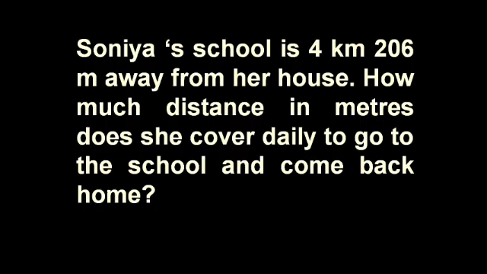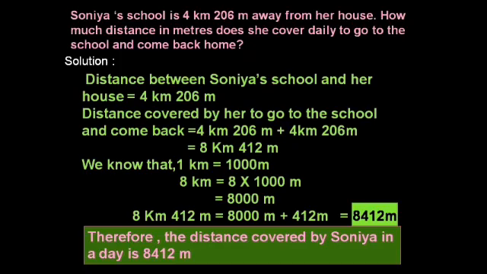Now Sonia's school is 4 kilometers 206 meters away from her house. How much distance in meters does she cover daily to go to school and come back? Now daily to go to school and come back means she will go to school, that will be 4 kilometers 206 meters, and she'll come back again, that also the measurement will be 4 kilometers and 206 meters.